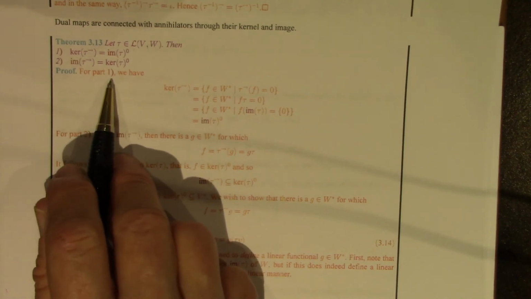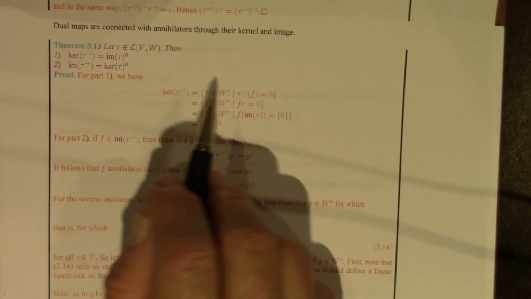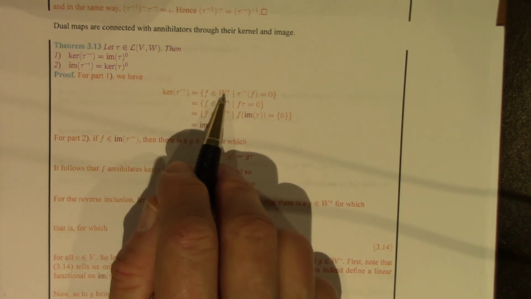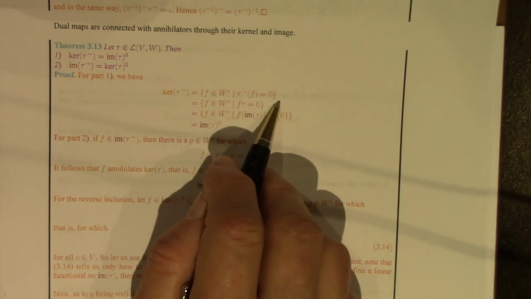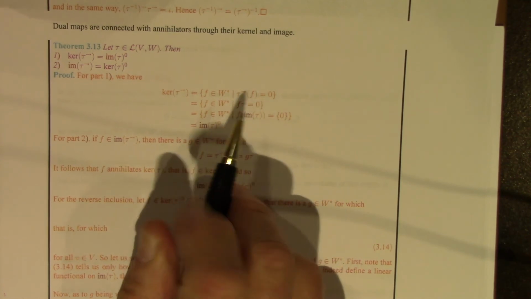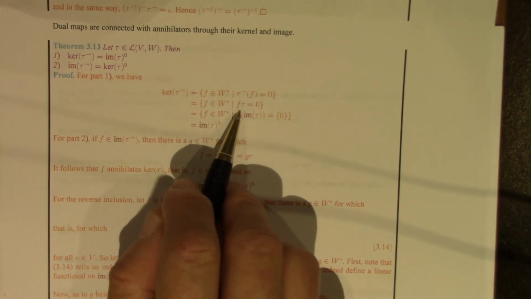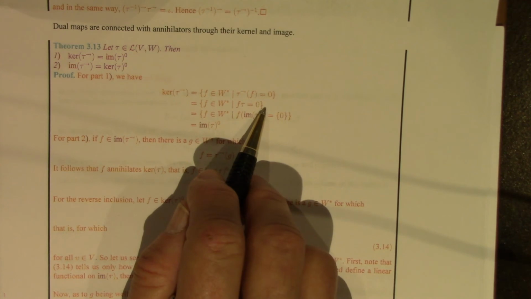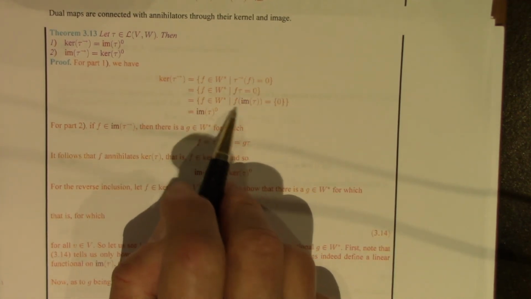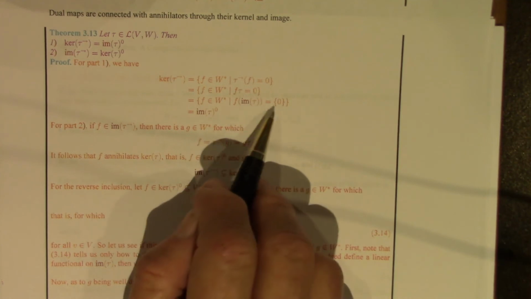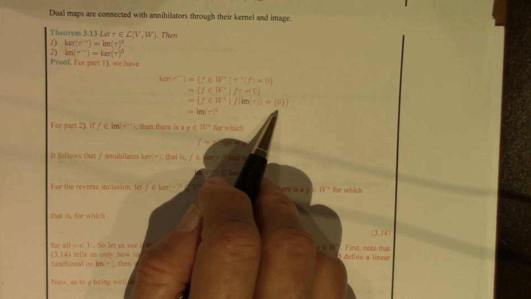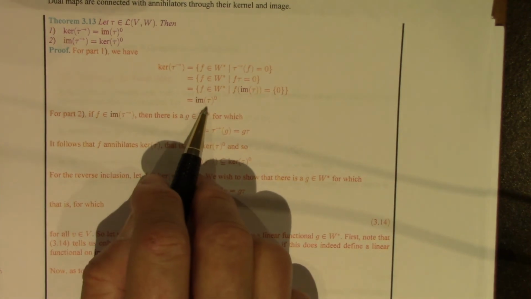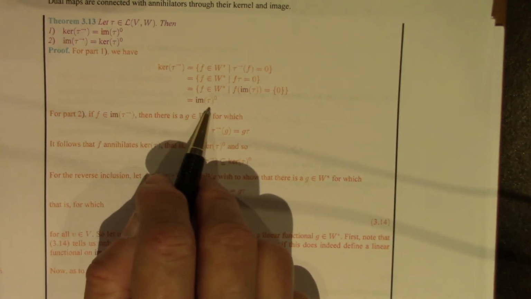As to the proof, part 1 actually is a bit simpler than part 2. The kernel of the dual map is the set of all linear functionals on W that are sent to 0 by the dual map. Those are the linear functionals for which precomposing by tau is the 0 map, or in other words, F applied to the image of tau is the 0 subspace. In other words, the linear functionals that annihilate the image.